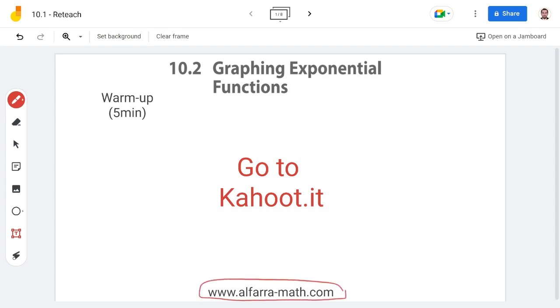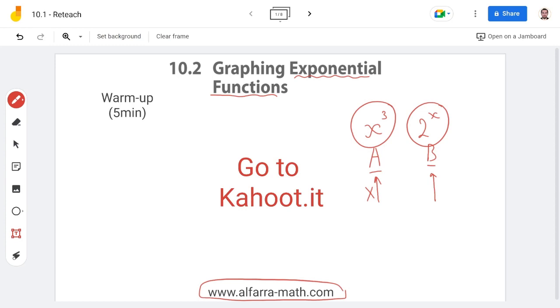The lesson, graphing exponential functions 10.2, as from its name, is about exponential functions. Now if I ask you what's the difference between these two? Say A is x to the power of 3, and B is 2 to the power of x. Which one of these, A or B, is an exponential function? If you told me that A is an exponential function, I will say that you're wrong. If some of you said B is an exponential function, you're correct.